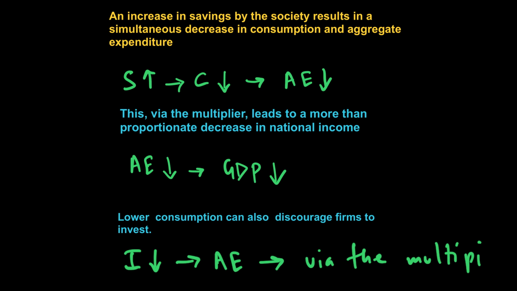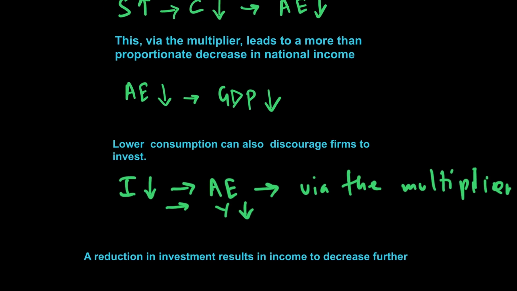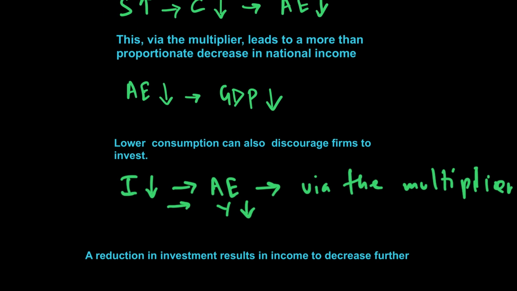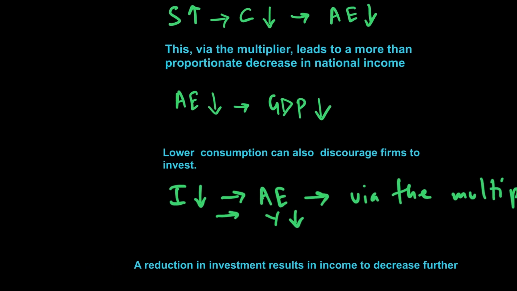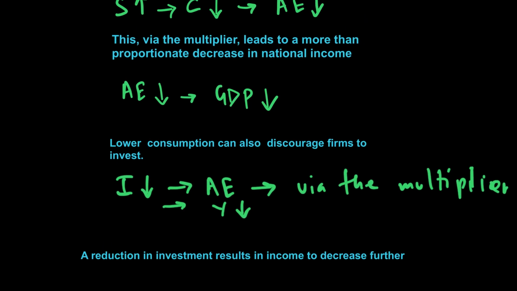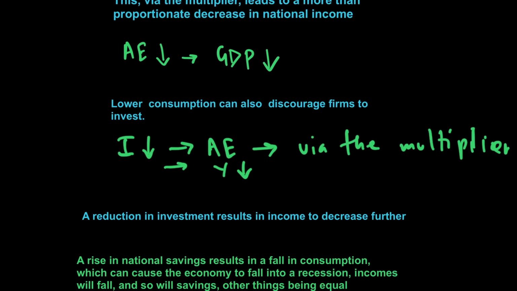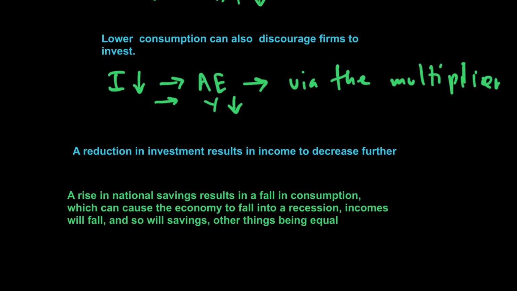you will see another fall in Y. So there will be another fall in Y that will happen, and a reduction in income will result in a further decrease in income, and that is not good for the economy, because this decrease in income means that this rise in saving has caused the economy to fall into a recession.